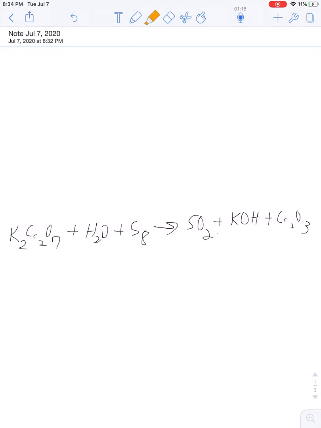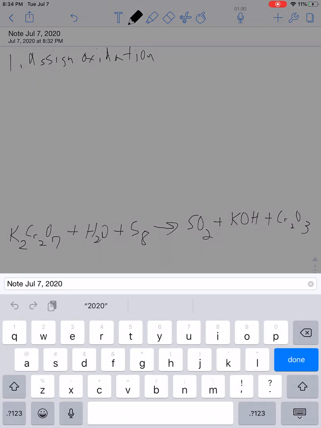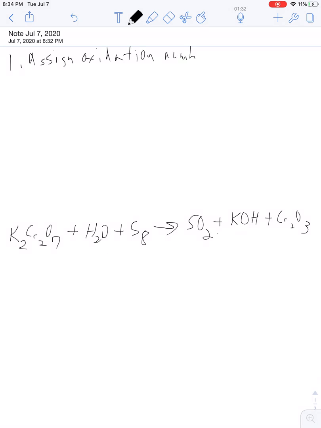Okay, so the first thing you do is use the correct pen color. First rule is assign oxidation numbers. So to do this, I'm going to put my parentheses in here to make things a little bit easier. Okay, so dichromate's got a charge of -2, and potassium's got a charge of +1.